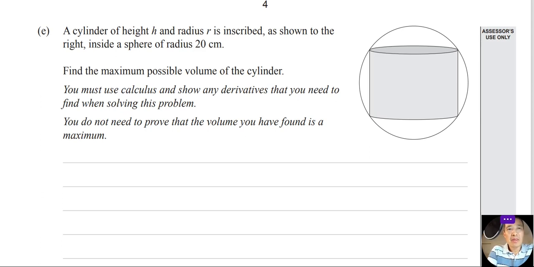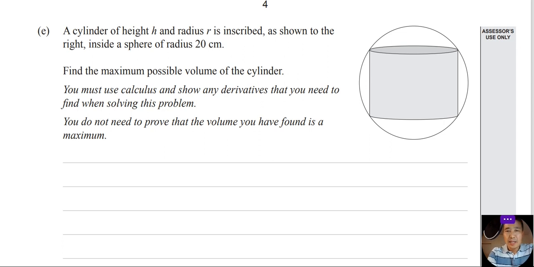We are doing level 3 differentiation question 1E 2020. A cylinder of height h and radius r is inscribed as shown to the right inside a sphere of radius 20 centimeters. Find the maximum possible volume of the cylinder. You will have this kind of question almost every year.